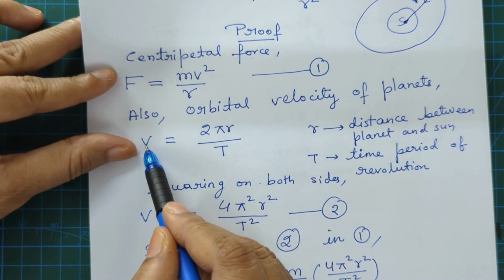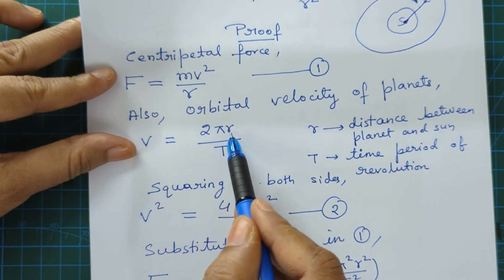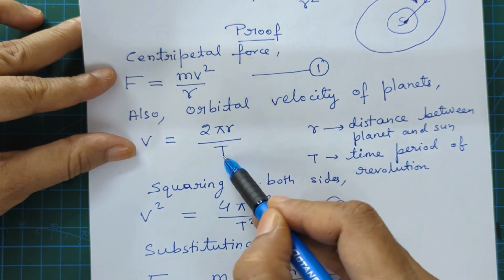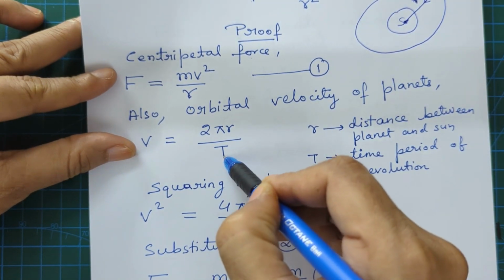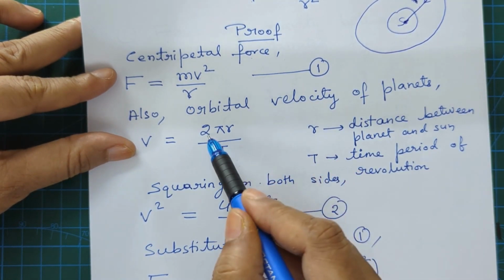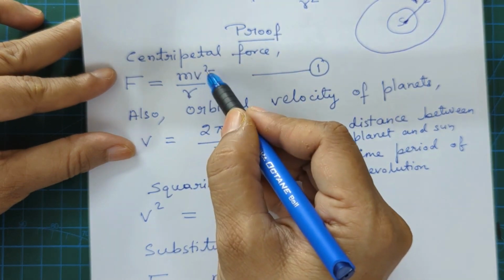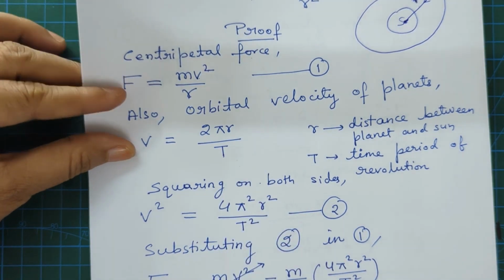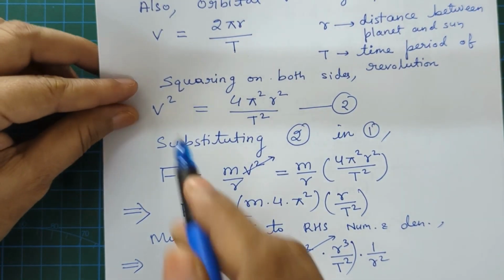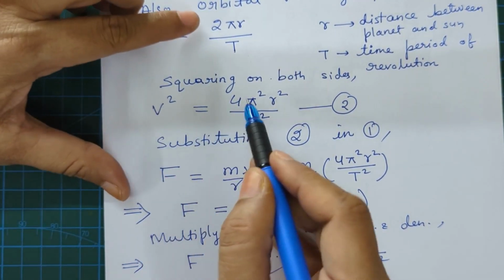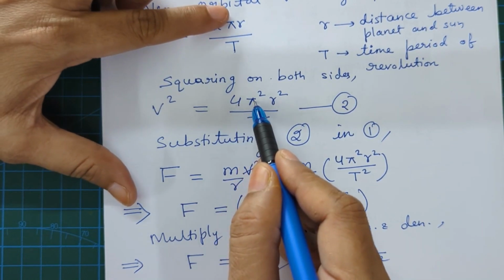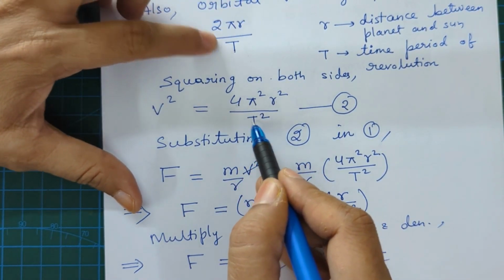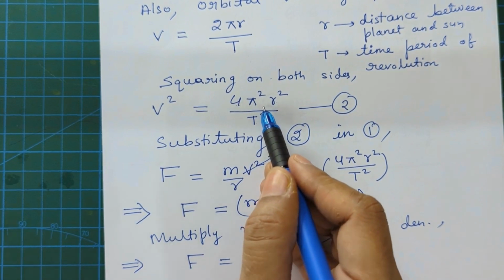How to calculate orbital velocity? It is the distance traveled by time taken, the time period of revolution of the planet around the sun. So v is 2 pi r by t. Here we want v square, so square both the sides. Then we will get v square is 4 pi square r square by t square. We get something like this as v square.